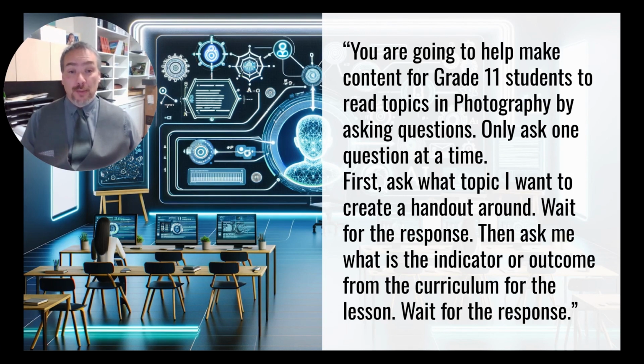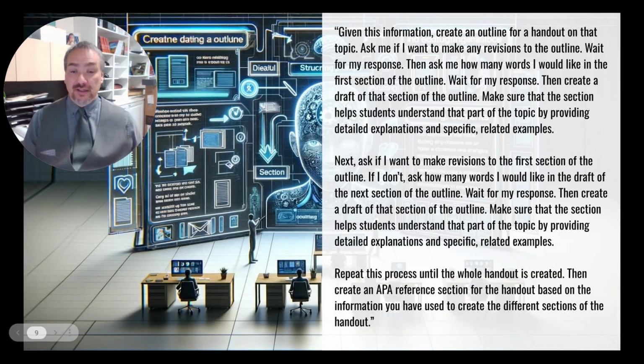First, ask what topic I want to create a handout around. Wait for the response. Then ask me what is the indicator or outcome from the curriculum for the lesson. Wait for the response. Notice how each step is clear and guides ChatGPT on what to do next. Detailing the process is where you get specific.